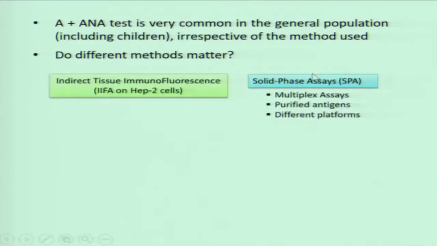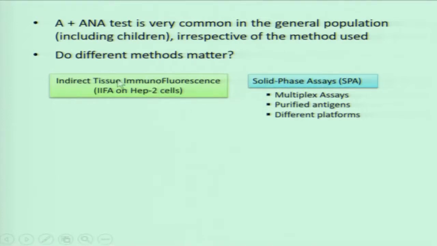So I think we have established that a positive ANA test is very common in the general population. This is also true in children, and I'll show you a study about that later. And that's irrespective of the method used, but does it make any difference which one you are using? So this helps me introduce one of the topics of today, which is discussing the relative merits of these two main forms of testing for ANA.